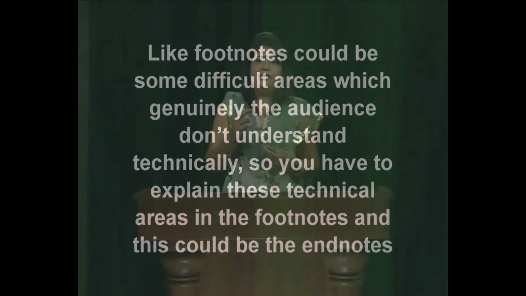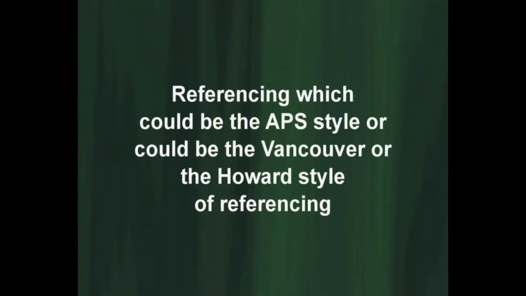And this could be the endnotes, in which you could give the citations also, or you could take these endnotes to the back part of the report where you could number them or follow a style of referencing, which could be the APA style, or it could be the Vancouver or the Harvard style of referencing.